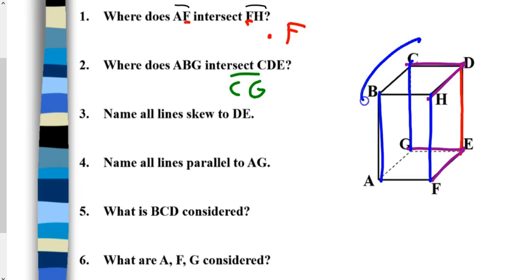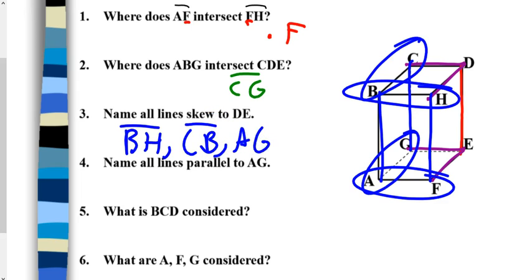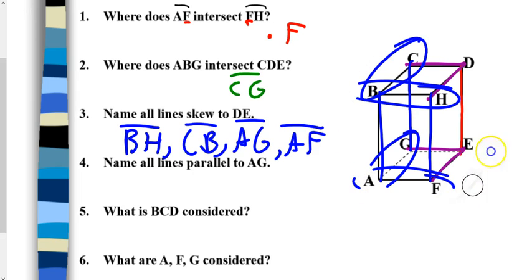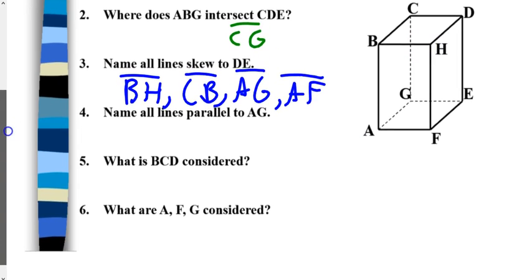Then what's left is CB, AG, and AF, and BH. So, BH, CB, AG, and AF. All right? And remember, those colored pencils are always available to use.